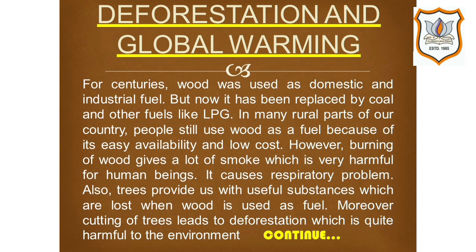Some of the disadvantages of burning wood as a fuel are: the burning of wood produces a lot of smoke, which is very harmful for human beings. Smoke causes respiratory diseases. Trees provide us with many useful substances. When trees are cut down to obtain wood for use as fuel, then all the useful substances which can be obtained from trees are lost. The cutting down of trees to obtain fuel would lead to deforestation, which is very harmful for the environment.